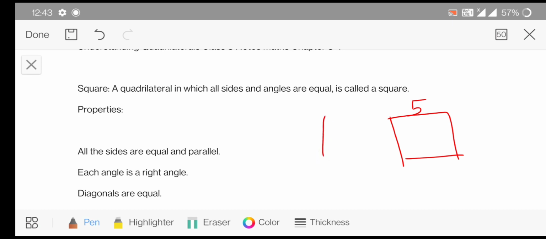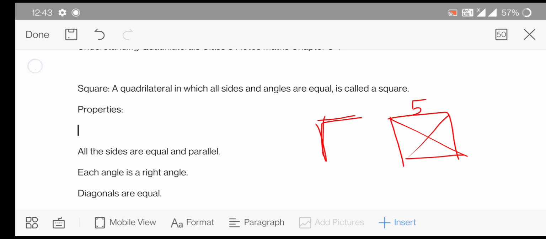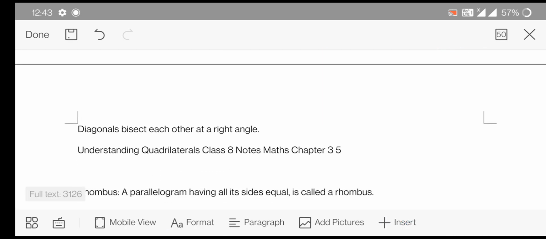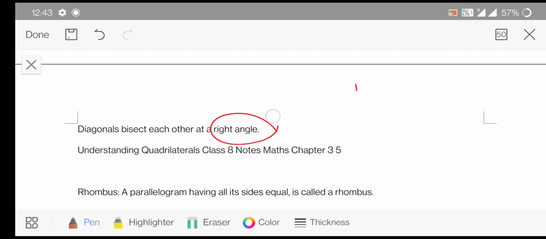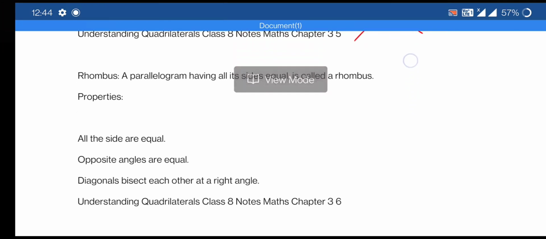Then next, you can see that these are intersecting at a right angle. So each angle is a right angle. Then diagonals are equal, means these diagonals are equal. As well as diagonals bisect each other at a right angle. This one word is added here: the diagonals do bisect each other, but meanwhile they are bisecting each other at a right angle. Means these are the diagonals, and they are bisecting each other at a right angle. So this is about the square.